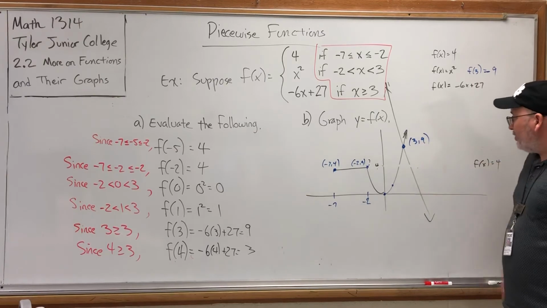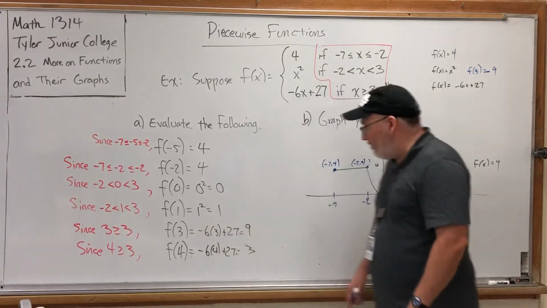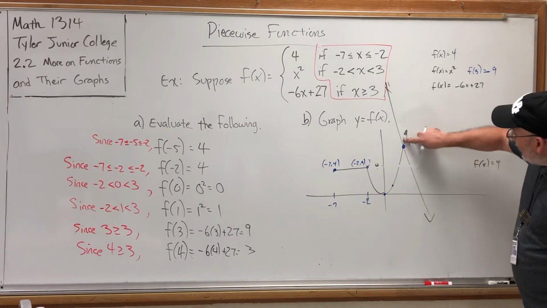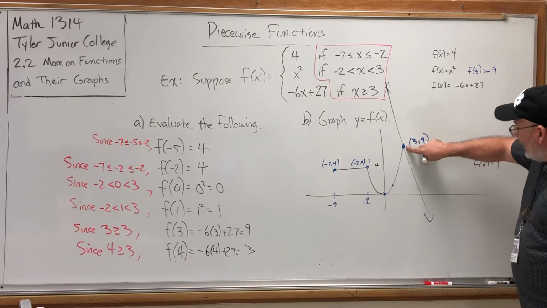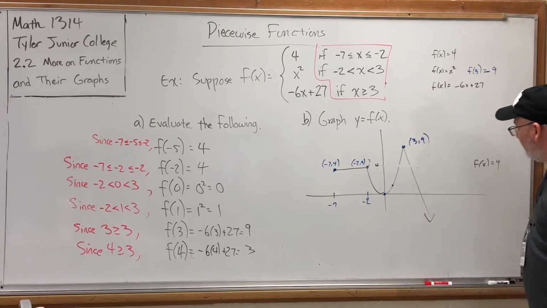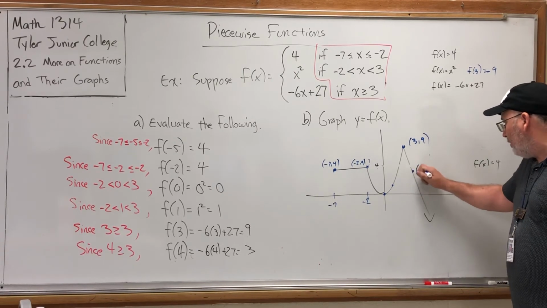Now, how do I know 3, 9 is also on the line? Because when I put 3 in the line, it came out 9. So the parabola ends here, so no more parabola, and the other line begins here. So this part of the line doesn't exist. I can check it by plotting 4, 3, which is about here somewhere.